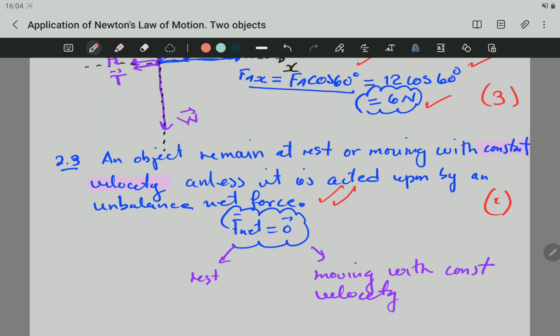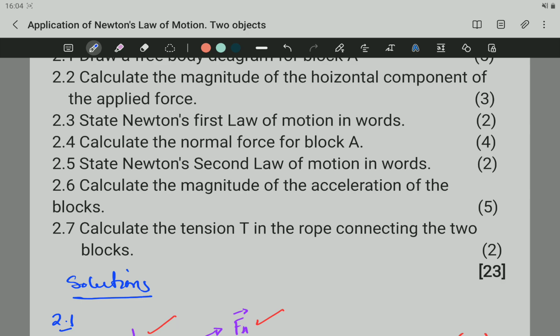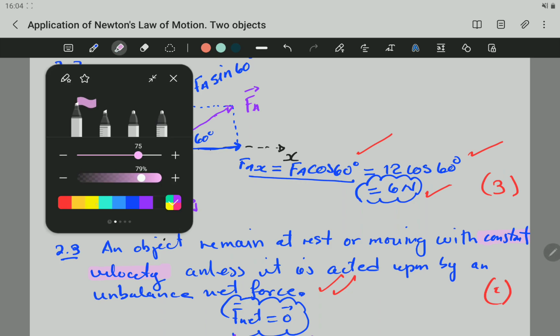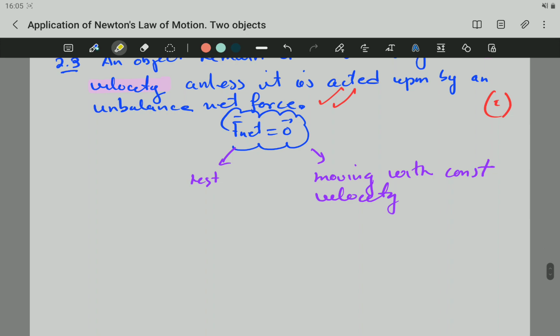Okay, so let's go to question 2.4. Question 2.4, they say calculate the normal force for block A. So here we have the free body diagram for block A. We're going to still use the same free body diagram because this one was done for us to work. Okay, so here the normal force is in the y-axis. So we are going to be working with the y-axis. This here is the y-axis. Okay, and what we know, the object is at equilibrium in the y-axis. So in the y-axis, we are going to use Newton's first law.